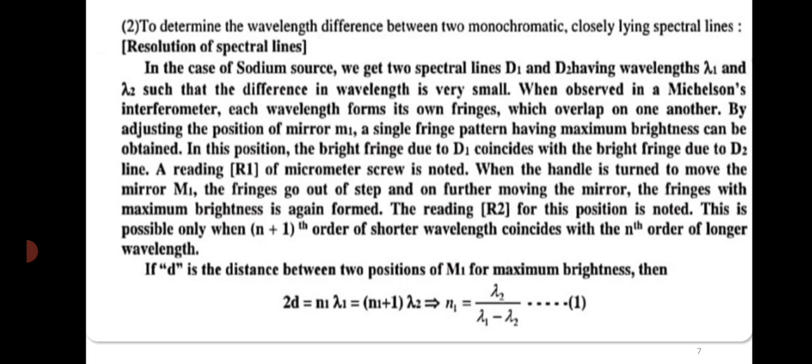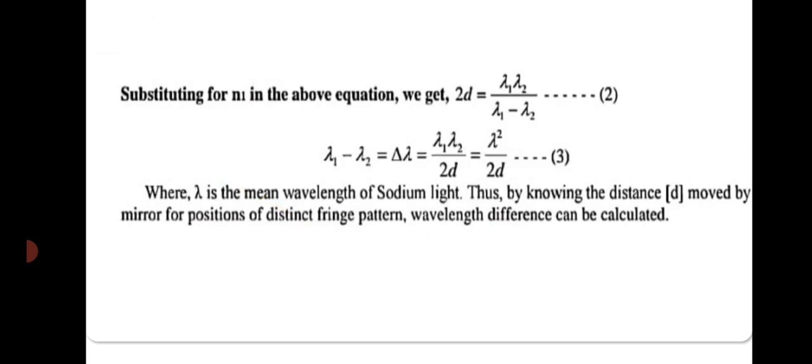is equal to n1 lambda 1, which is equal to (n1 plus 1) into lambda 2, which gives n1 equal to lambda 2 divided by (lambda 1 minus lambda 2). Call it equation number 1. Substituting for n1 in the above equation, we get 2d is equal to lambda 1 into lambda 2 divided by (lambda 1 minus lambda 2). Call it equation number 2.